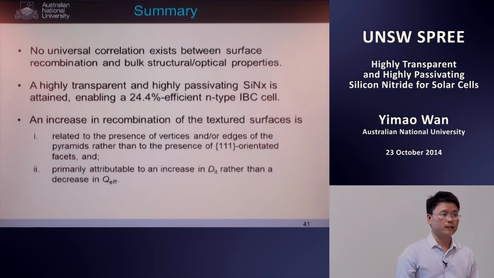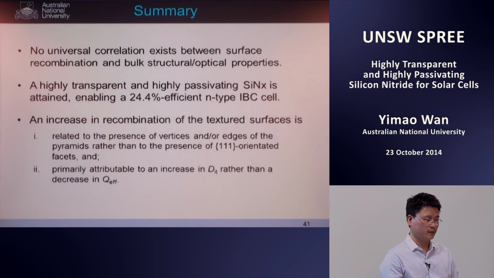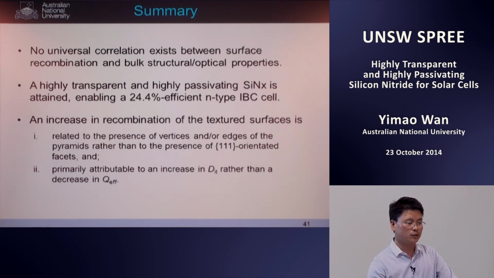Okay, here's a final summary of the talk. Some key points: firstly, we can't see any universal correlations between the surface recombination and the bulk structural and optical properties. And that's a good chance to decouple the two silicon nitride properties. And we obtain a highly transparent and highly passivating silicon nitride film, and the application on cells enables a 24.4% efficiency.